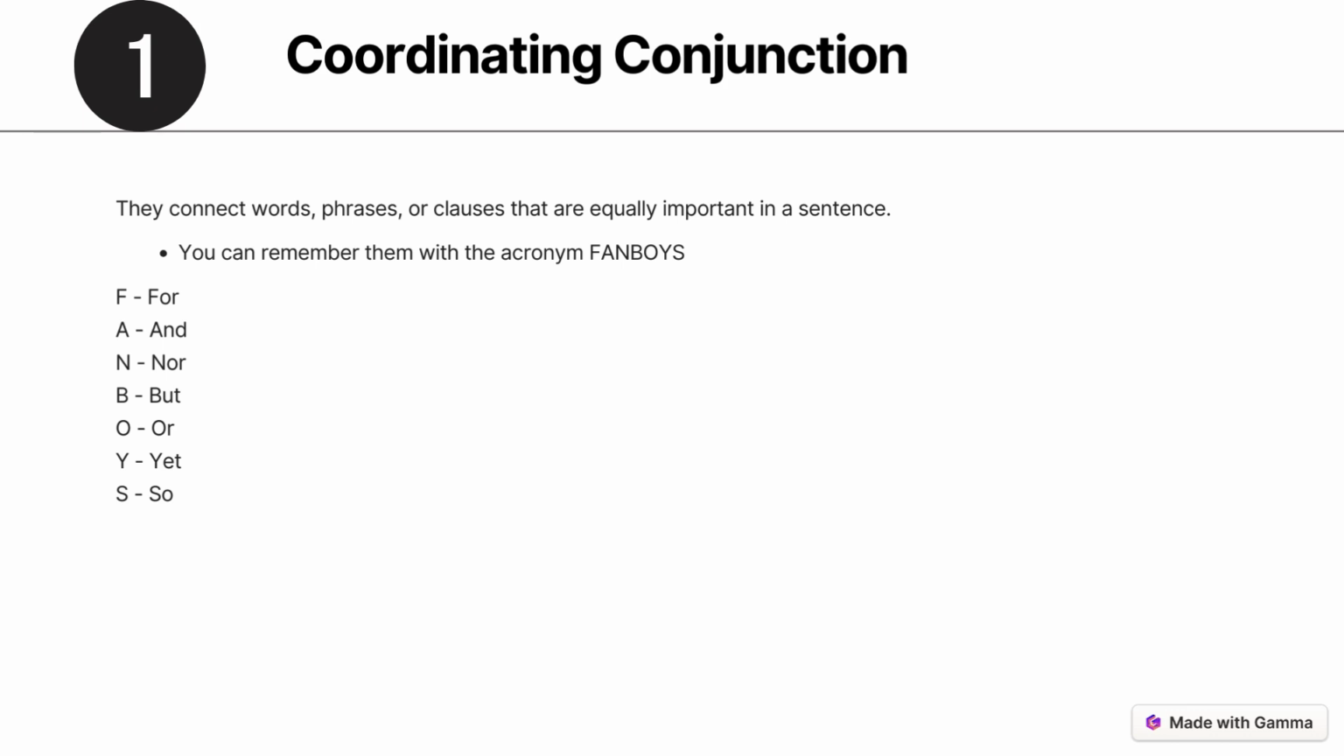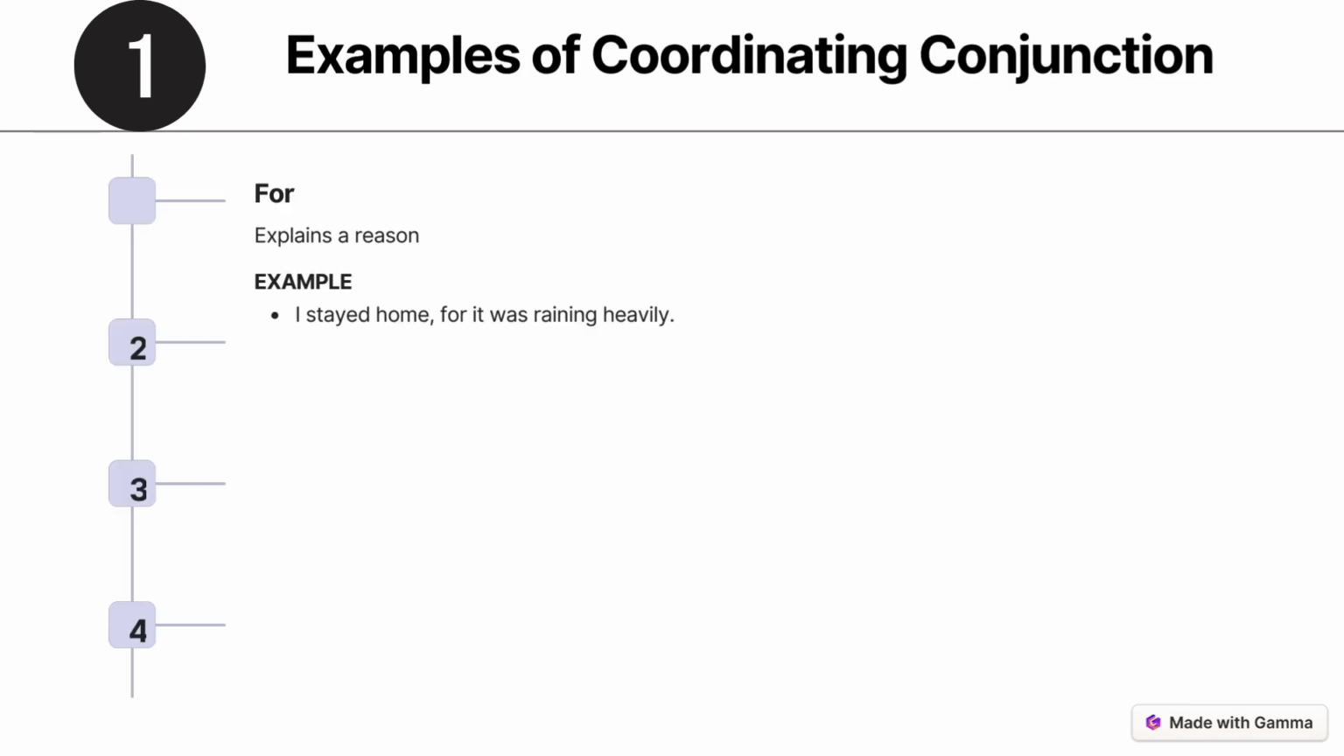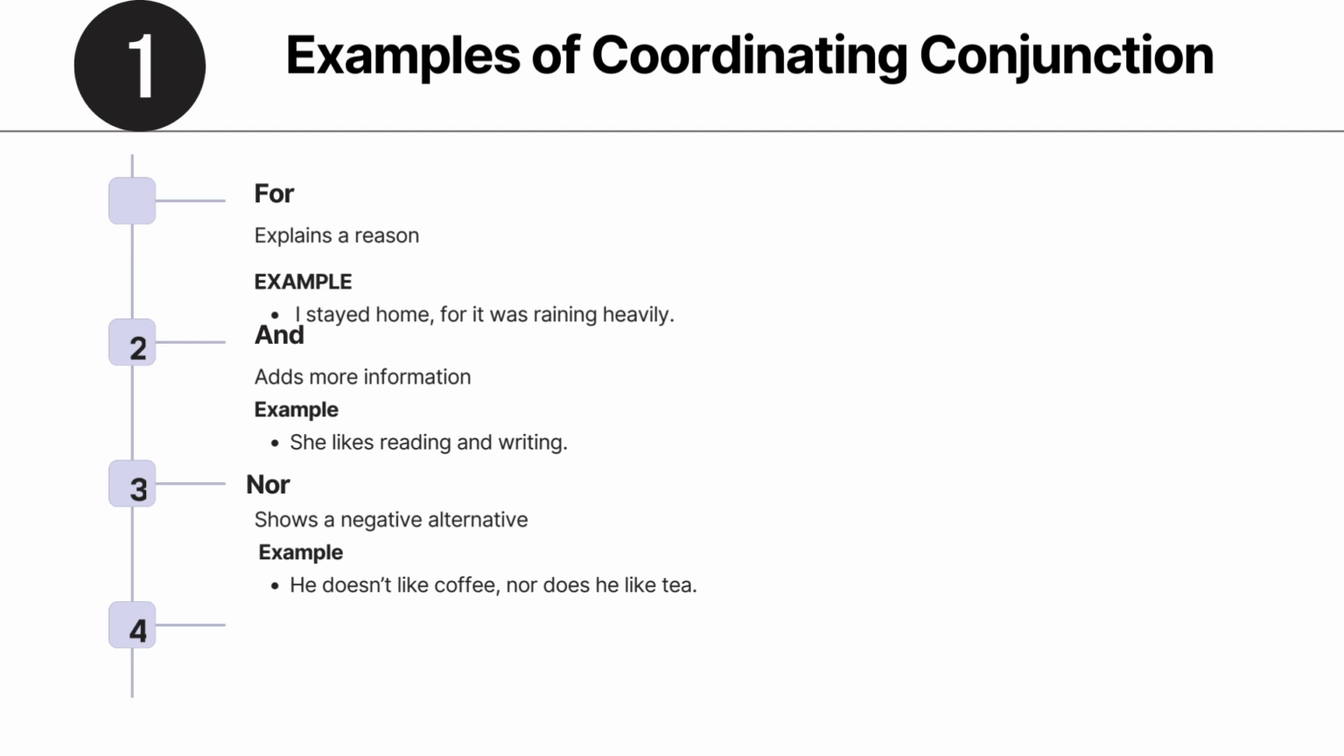Here's how each one works. For explains a reason, like in "I stayed home, for it was raining heavily." And adds more information, such as "She likes reading and writing." Nor shows a negative alternative, like "He doesn't like coffee, nor does he like tea." But indicates contrast, as in "She is friendly, but she is very shy."